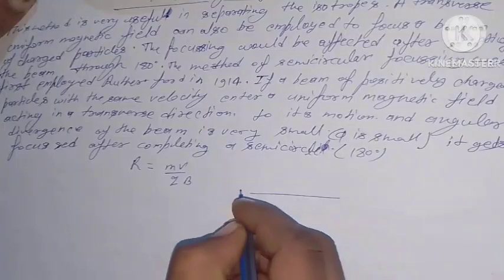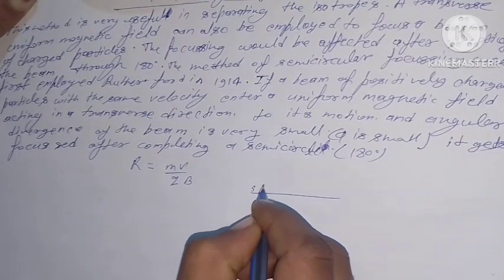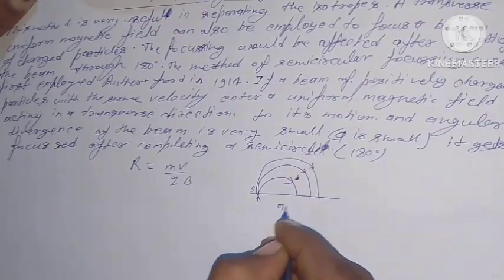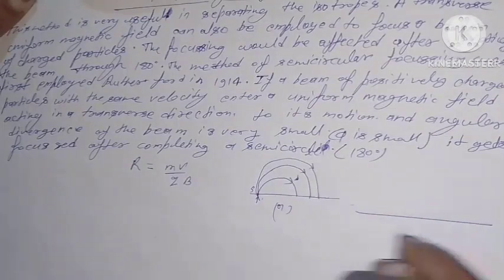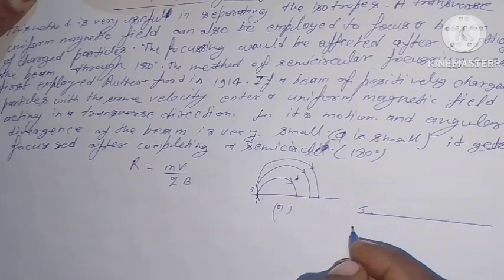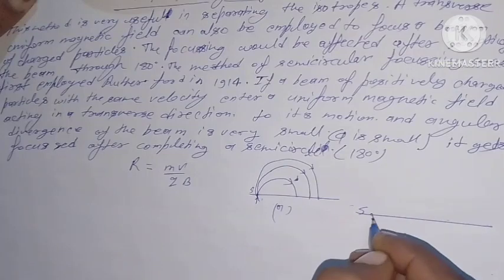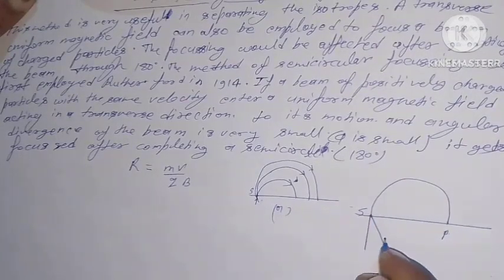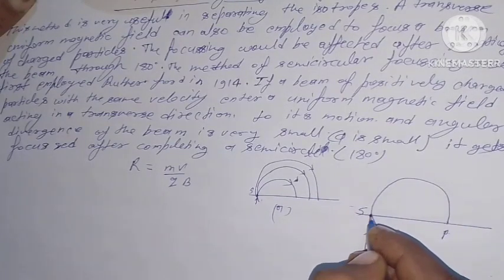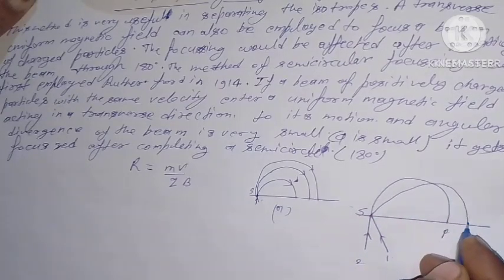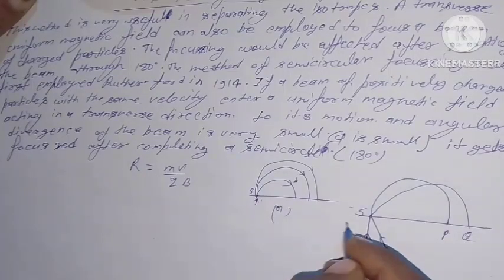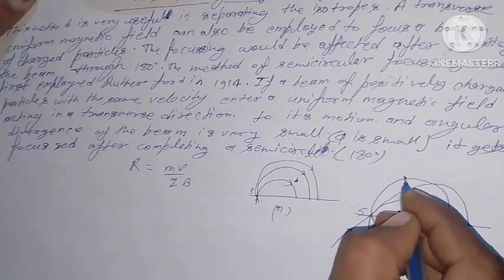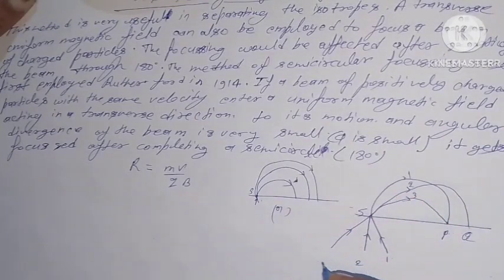Then this is the slit S, and this is the figure, point figure number A, and this is slit S. The first line is 1, and this goes to point P, and the second line 2 goes to point Q, and the third line goes to point P. 1, 2, and 3.